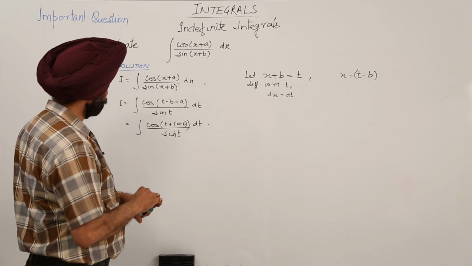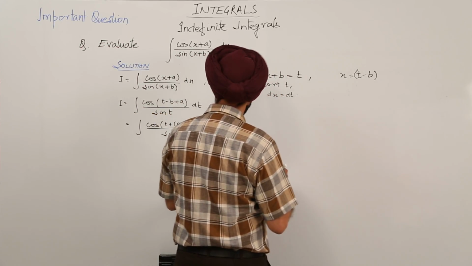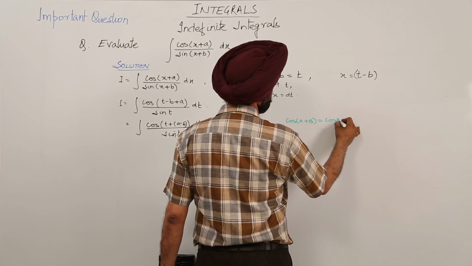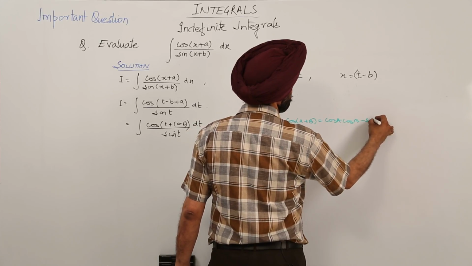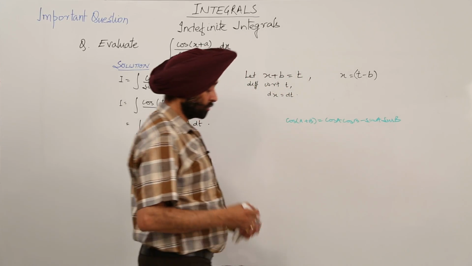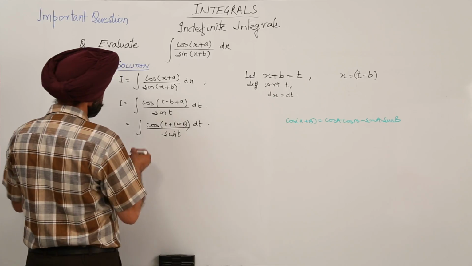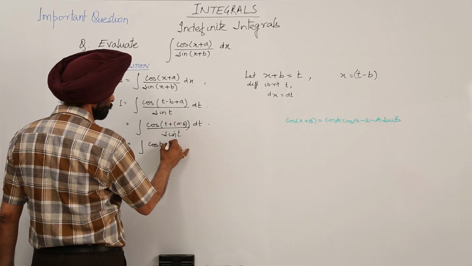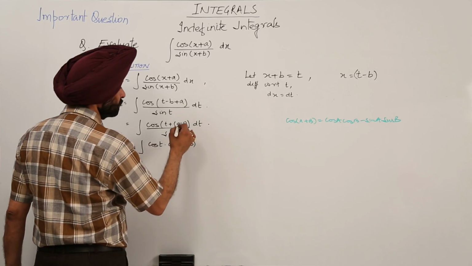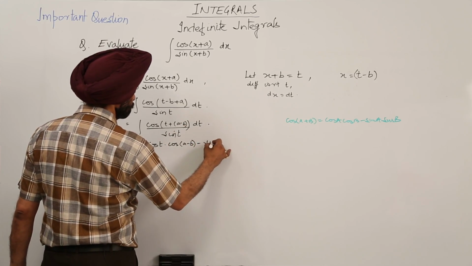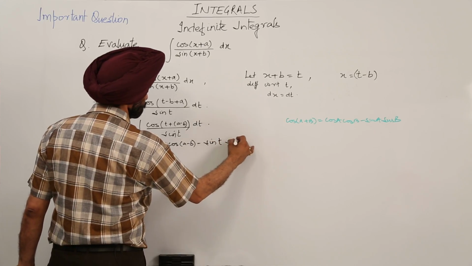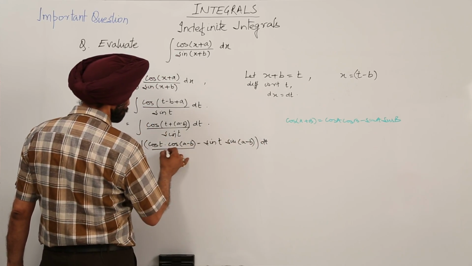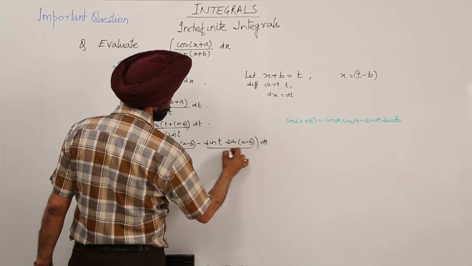Now the formula for cos(A + B) is cos A cos B minus sin A sin B. So applying it, we get cos a cos t cos(a - b) minus sin t sin(a - b), dt upon sin t.